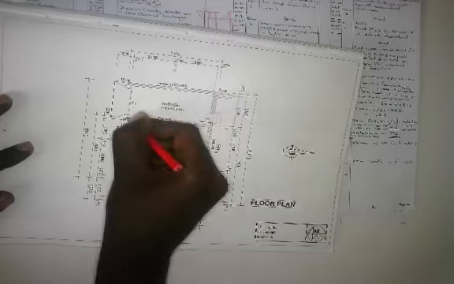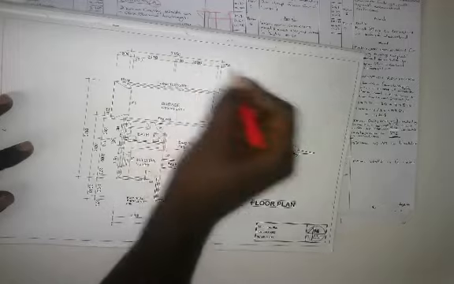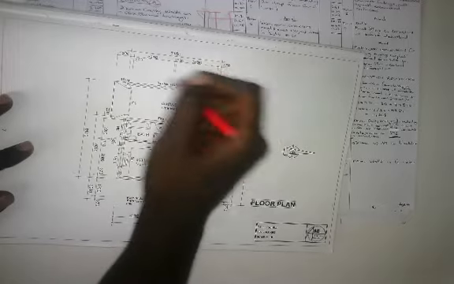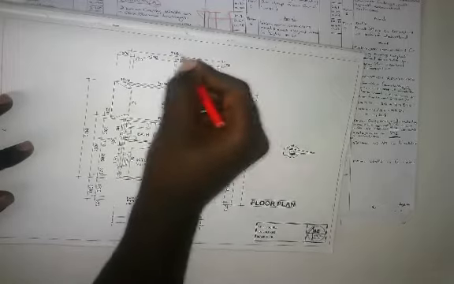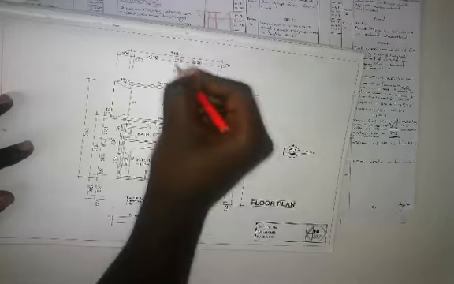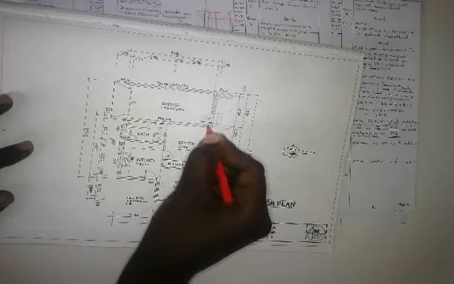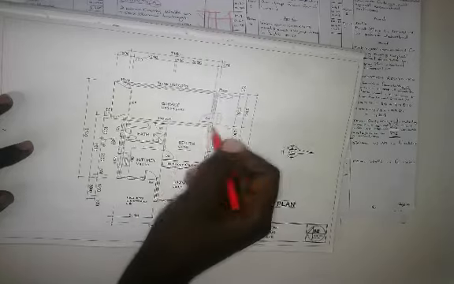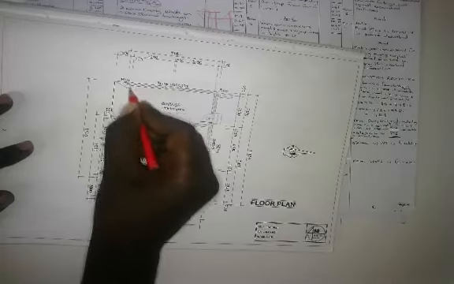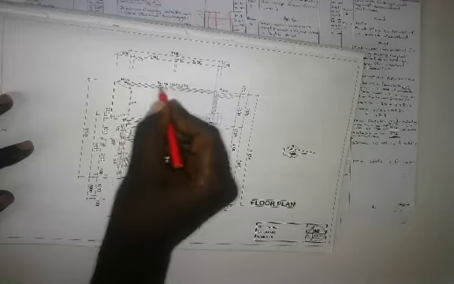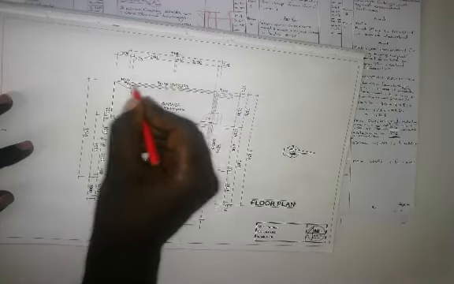So here is 7150. You just need to take away the 270 so that you are internal. You start from the internal to the internal. So 270 plus 270, I think that will give you 540. And then you say 7150 minus 540. That will give you the dimension for your 230 wall.